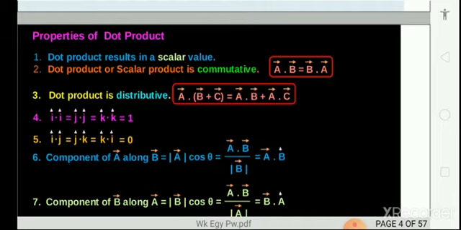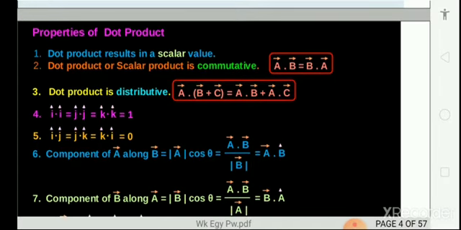Properties of dot product, remember. First, the dot product results in a scalar value. The dot product or scalar product is commutative, meaning A dot B equals B dot A. The distributive law is applied on it. You can say A dot B plus C vector will be equal to A vector dot B vector plus A vector dot C vector.